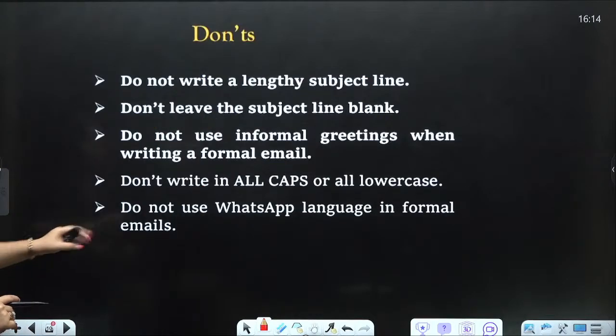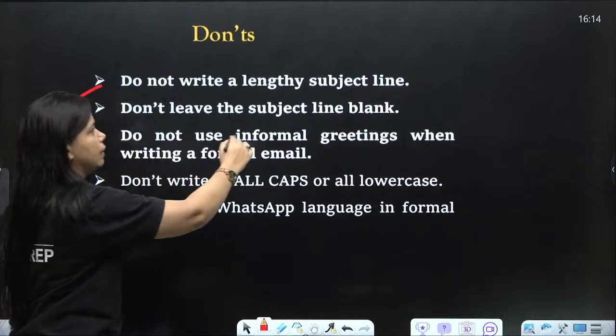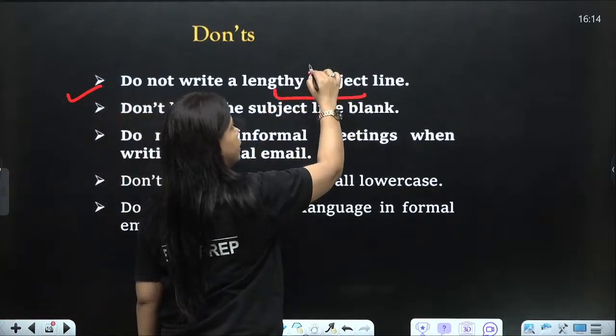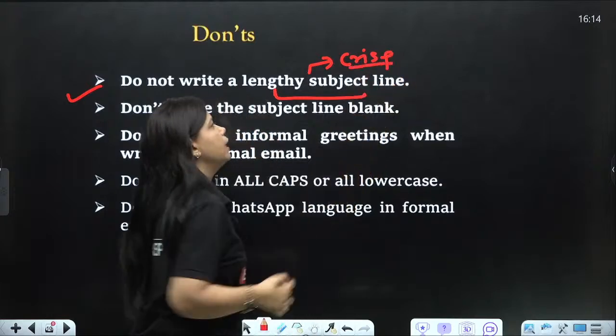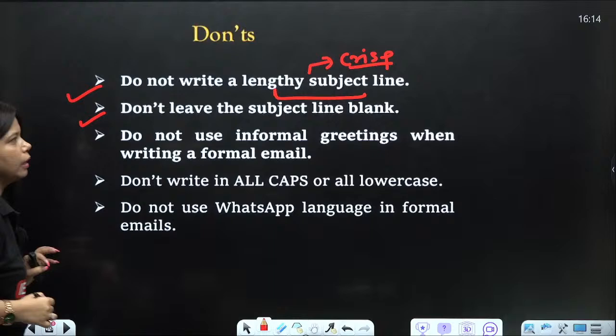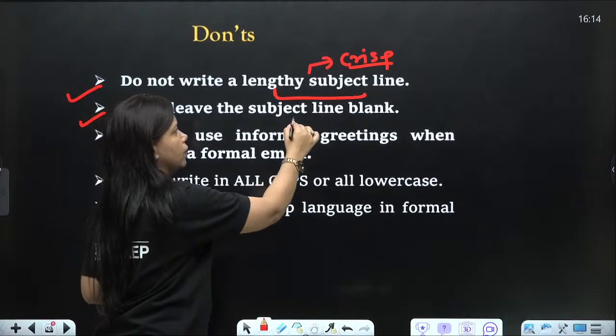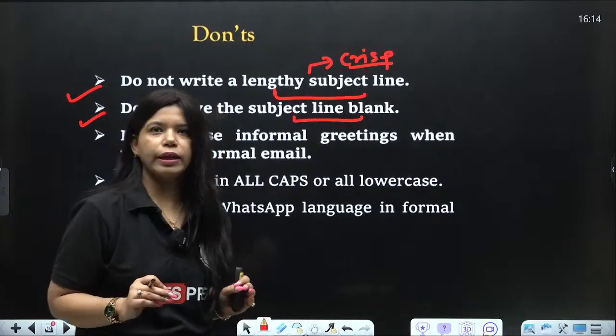All right, these are the 5 don'ts that I quickly taught you. Number 1, do not write a lengthy subject line. Instead, it has to be absolutely crisp. बिल्कुल भी lengthy नहीं होना चाहिए subject line. Number 2, don't leave the subject line blank. This should never ever be the case. Never ever. There should always be a subject line.